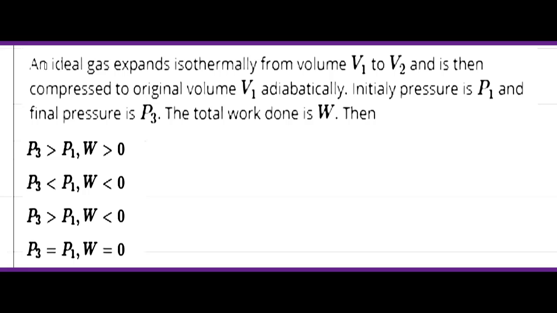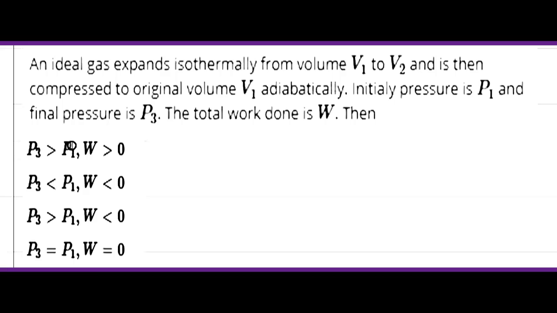Hello students, so the question is, an ideal gas expands isothermally from volume V1 to volume V2 and is then compressed to original volume V1 adiabatically. Initially the pressure is P1 and final pressure is P3 and the total work done is W. Then we have to correct the option.